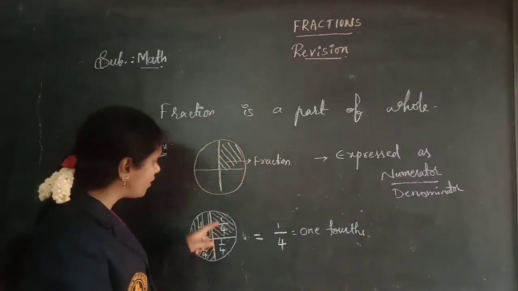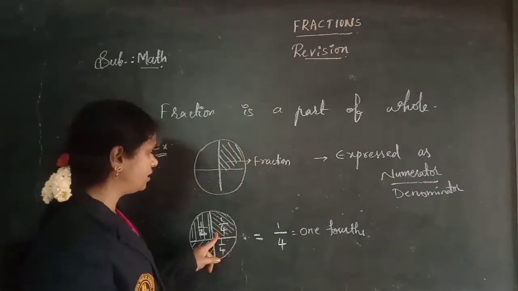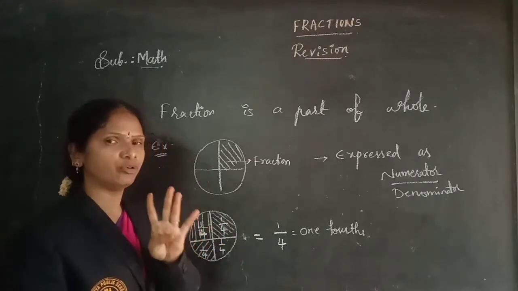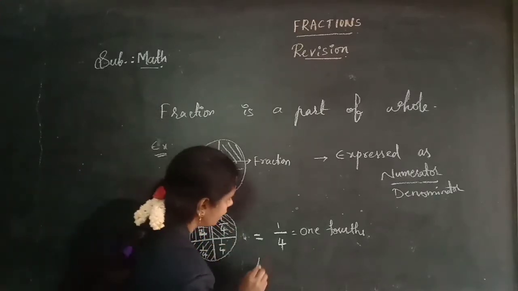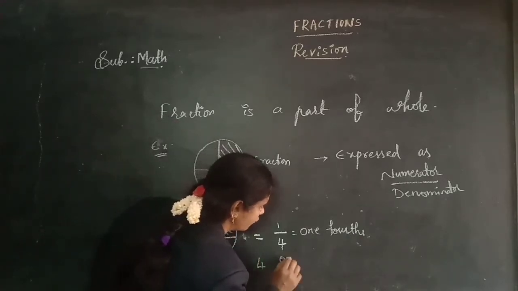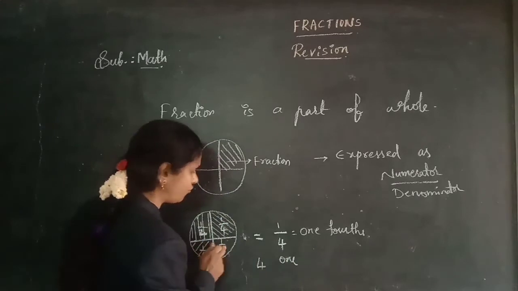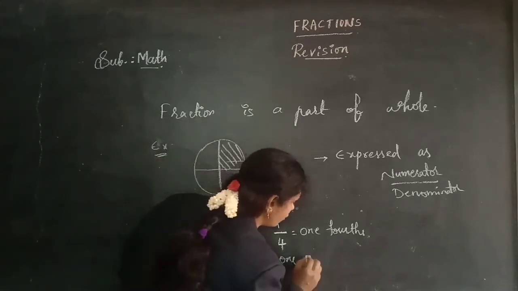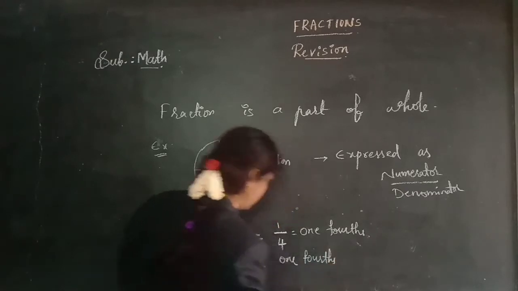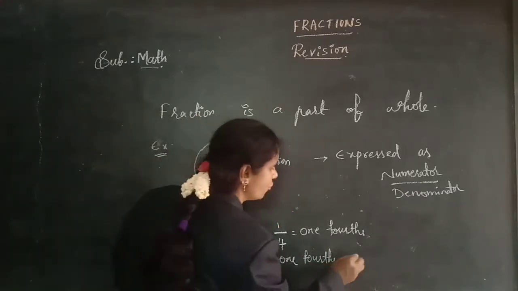So how many 1/4ths can we find? We can take 1, 2, 3, 4. 4 quarter parts we can take. Means in the whole, 4 1/4ths we can take here. 4 parts we can take here, and this type of part, 4 1/4ths, we can take here. Okay, 4 quarters is equal to 1 whole.